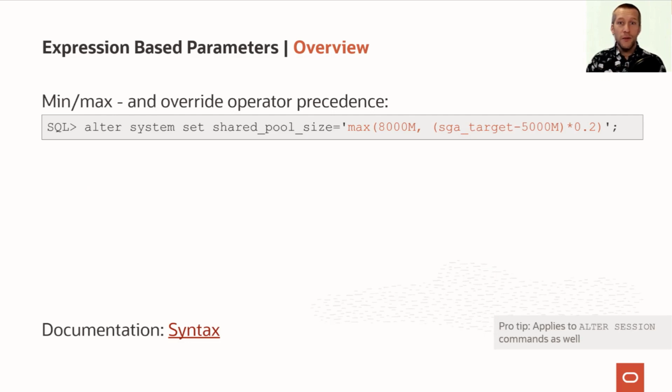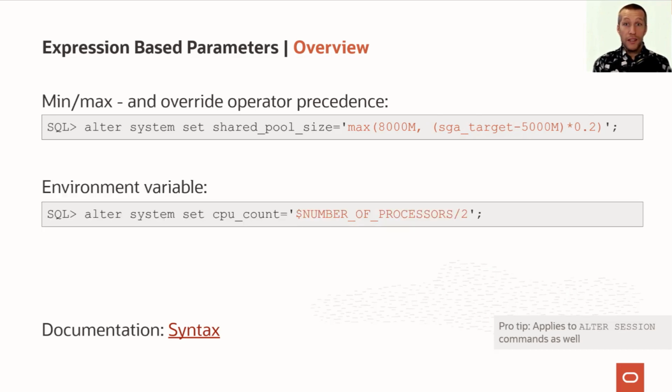But it gets even better. You can use min and max functions. There is operator precedence that you can override, and you can combine them. So in this example, I'm subtracting 5 gigabytes from the SGA target and taking 20% of that. I compare it with 8 gigabyte or 8,000 megabyte, and I take the highest value of those two and set it to my shared pool size.